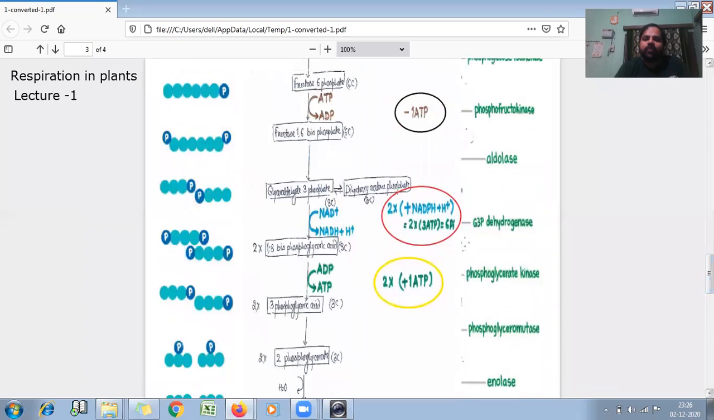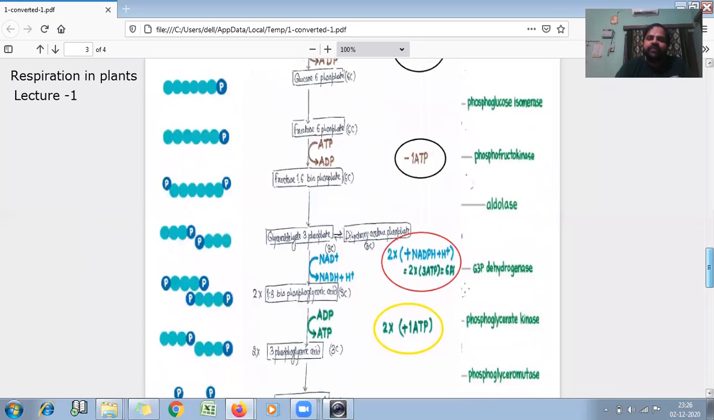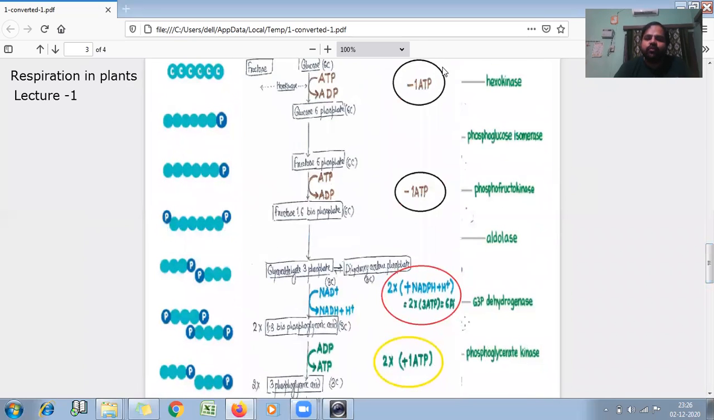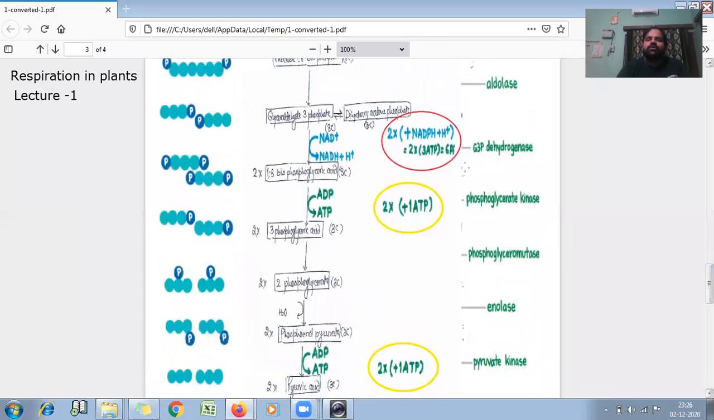Now we can see how many NADPH plus H plus has been generated. So 2 NADPH plus H plus has been generated, and this reaction process consumes 2 ATP also. It means if we talk about the net gain of ATP, then 4 ATP minus 2 ATP, a total of 2 ATP has been generated.